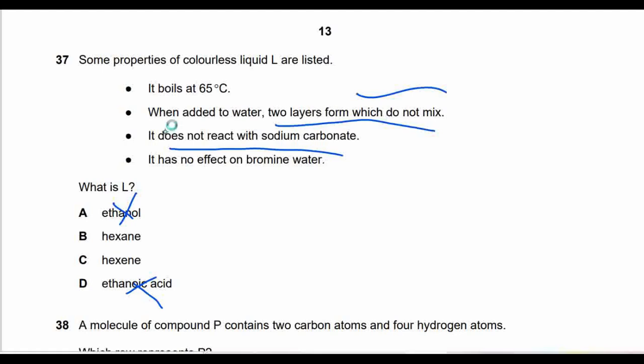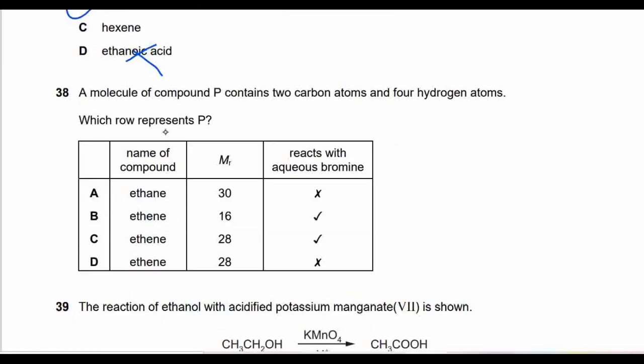There's no effect on bromine water. I mean, there is no double bond, so it should be hexane. Because if there is a double bond, when we add bromine water, it will turn colorless. So 37 is B. Then 38, I mean.